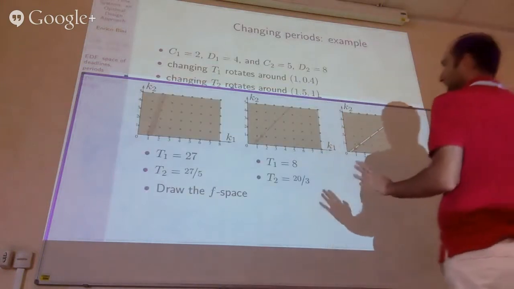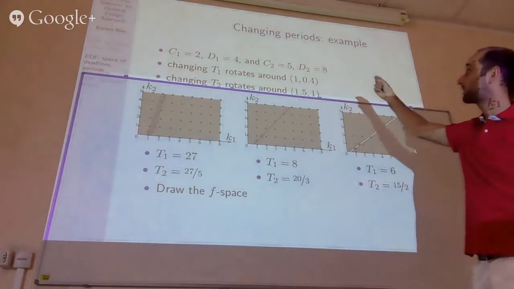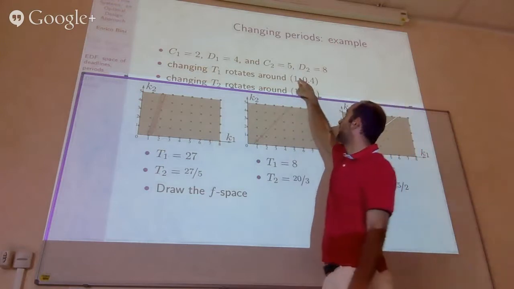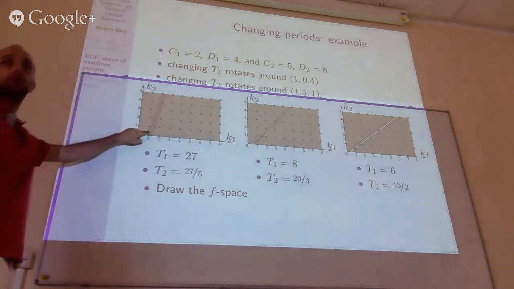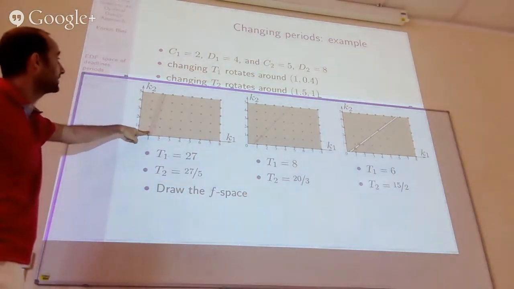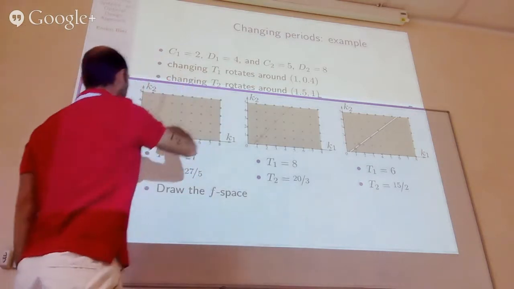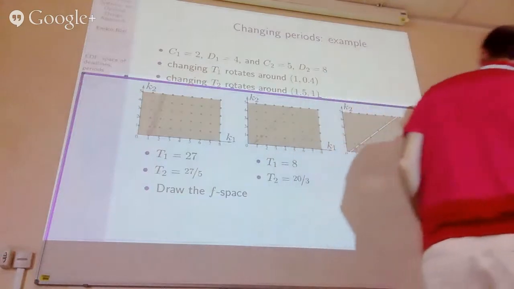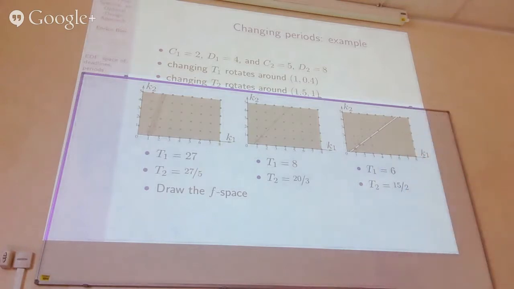I have an example here to see it in practice. So if you plug these numbers into the formula I showed you in the previous slide, you see that changing t1 makes the half plane rotate around the point 1 and 4, which is this one. So when you change the periods, basically the half plane rotates around this point. When you change the period t2, the second half plane rotates around this second point, 1.51.